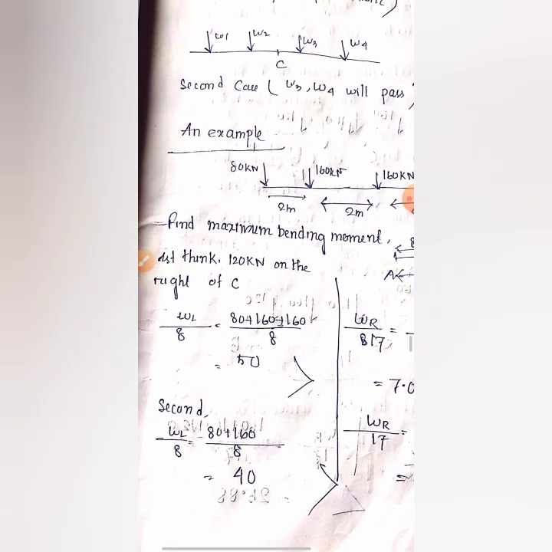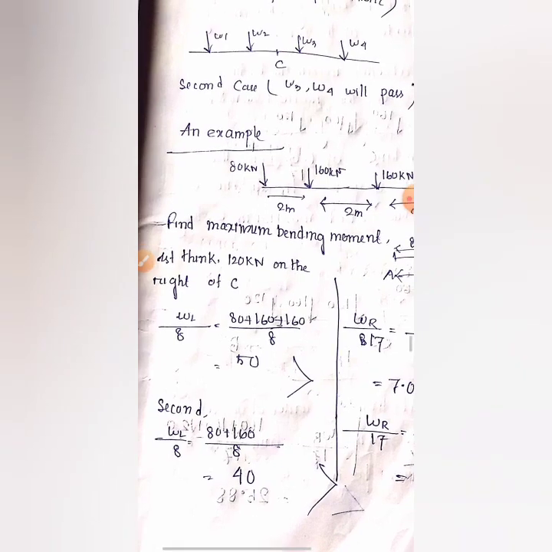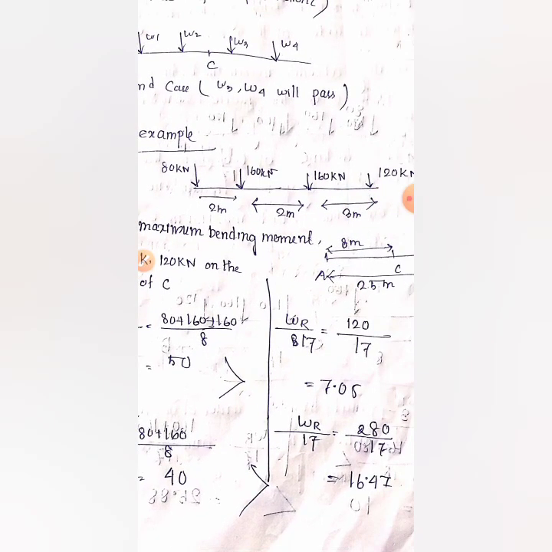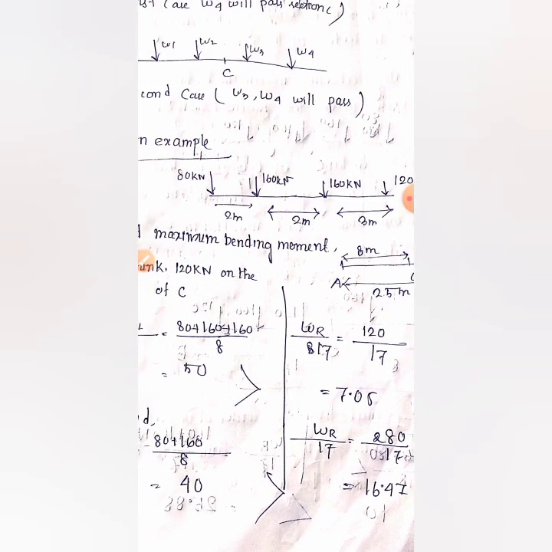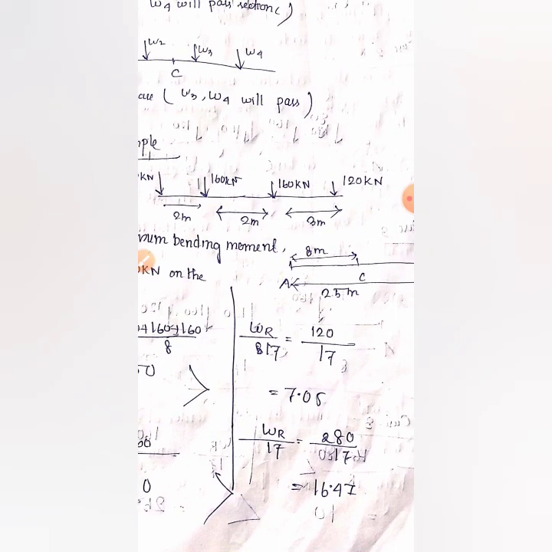Okay, so let's understand this problem with an example. Here we have a load system of 80 kilonewton, 160 kilonewton, again 160, and 120. The distances are given: 2 meter, 2 meter and 3 meter. I will show you the same load system, the same beam and the same problem. I will show you how to find the absolute bending moment so that you guys don't get confused.